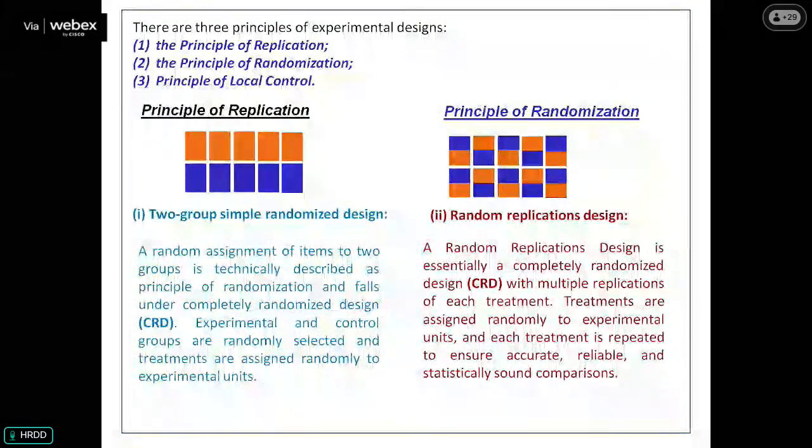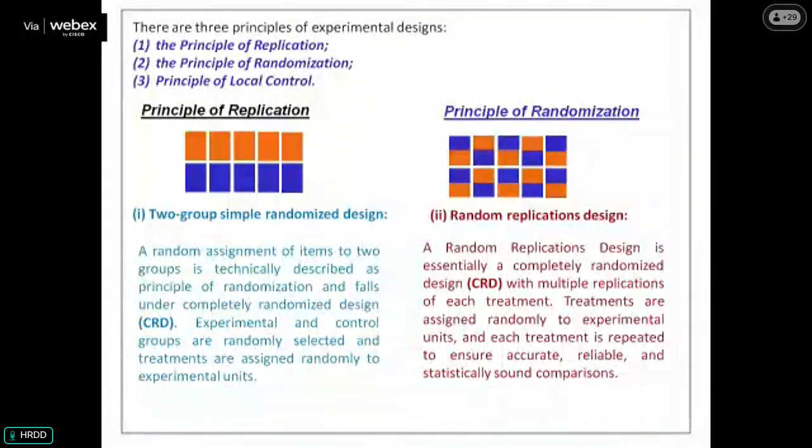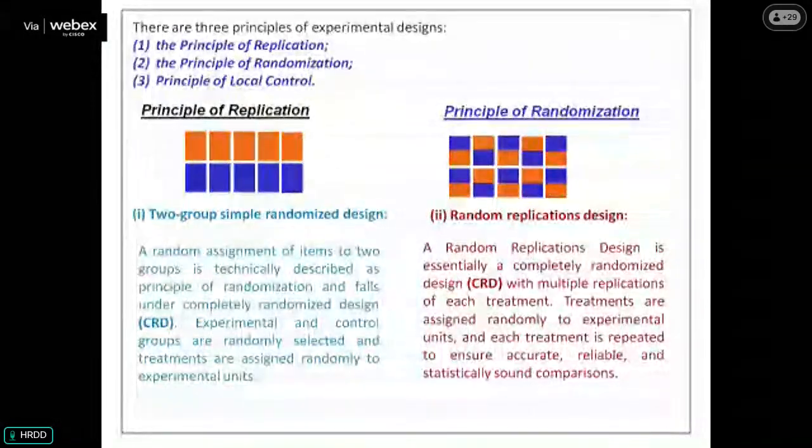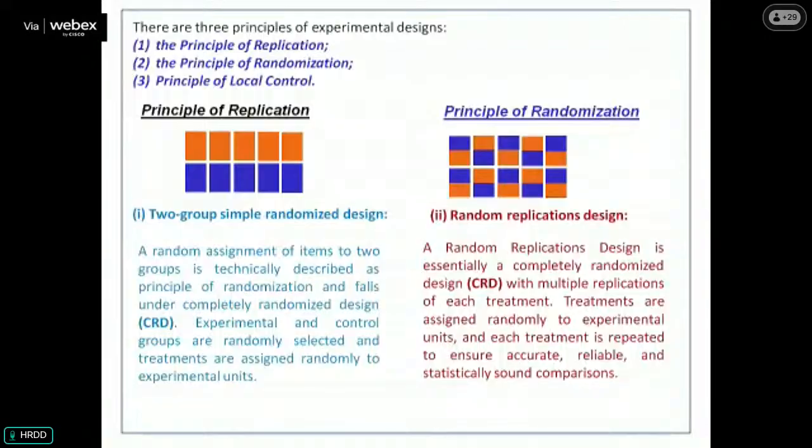But in a random replication, how is it different from this? We do a repetition as well. Here there are only two, 1 and 2, but here there are multiple. So what you do, a random replication design is essentially a completely randomized design with multiple replications of these two treatments.